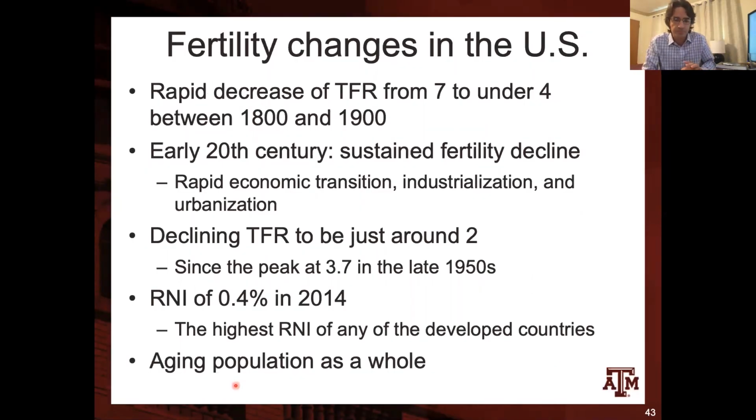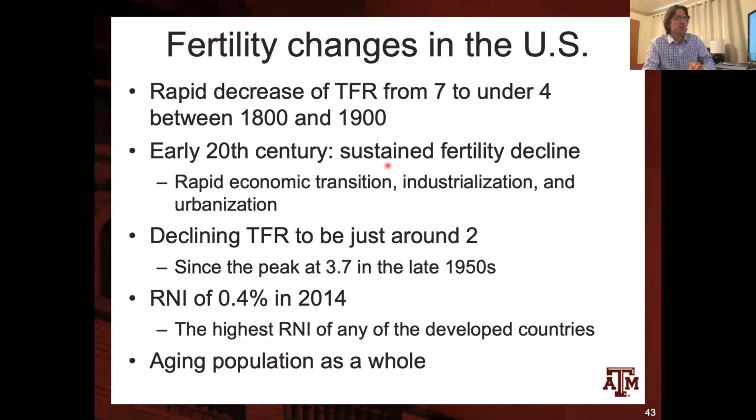And then here, we start with fertility changes in the US. The US also had a rapid decrease in total fertility rates from 7 to under 4 children per woman between 1800 and 1900.